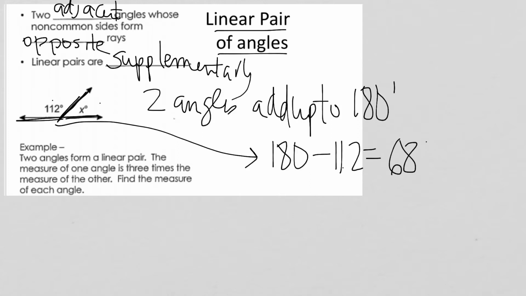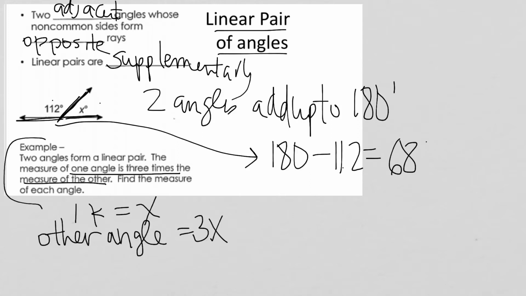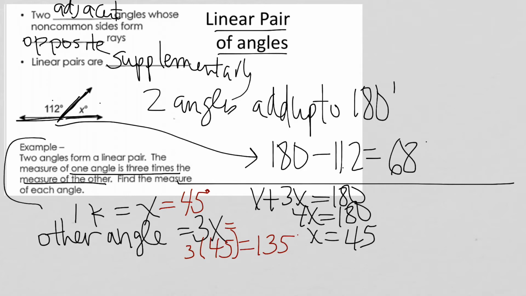Let's take a look at this word problem right here. So one angle is going to be our x. The other angle is 3 times that x. It's a linear pair, so we're going to add them up to 180 and solve the equation. I get my x to be 45. I plug it back in, and I got both angles to be 45 degrees and 135 degrees.